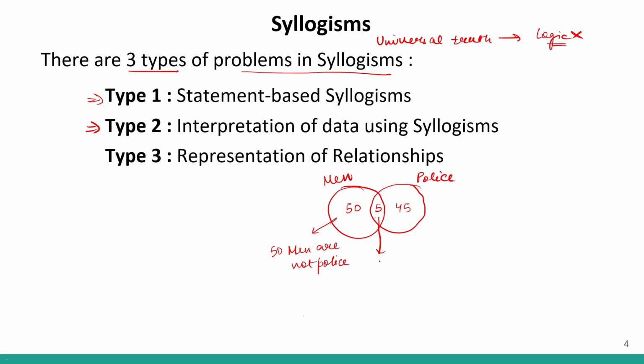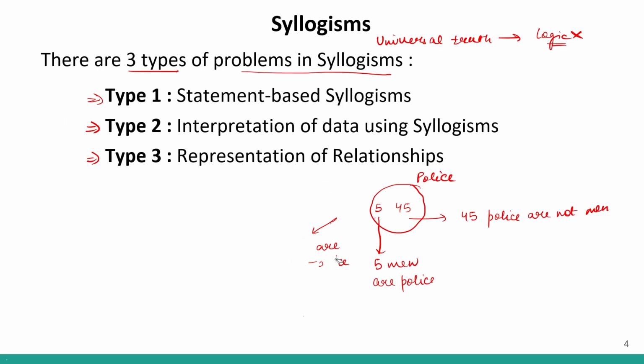Based on this data, I can interpret 5 men are police. There are 5 men who are police. And based on this data, I can say there are 45 police that are not men. So this is how I'm interpreting data using syllogisms. So this is a different concept. We are using the same concept of Venn diagram, but the question type has changed. Okay. Then we have representation of relationships.